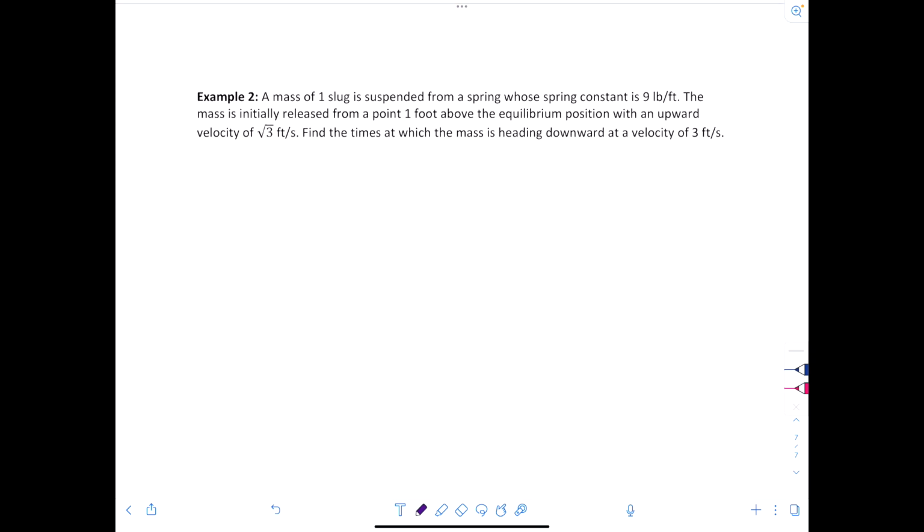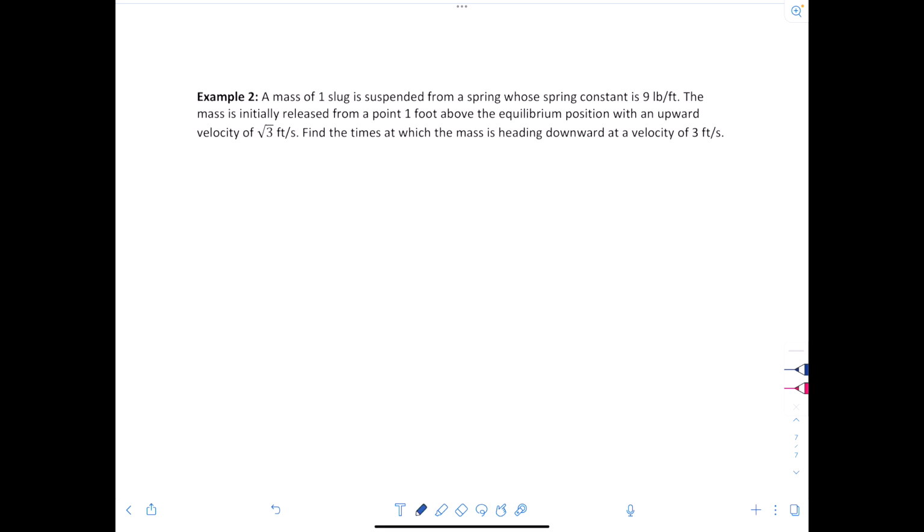Let's take a look at the second example, all right? So a mass of 1 slug is suspended from a spring whose spring constant is 9 pounds per foot. The mass is initially released from a point 1 foot above the equilibrium position with an upward velocity of the square root of 3 feet per second. So we want to find the times at which the mass is heading downward at a velocity of 3 feet per second. So we're going to use that alternative formula, okay?